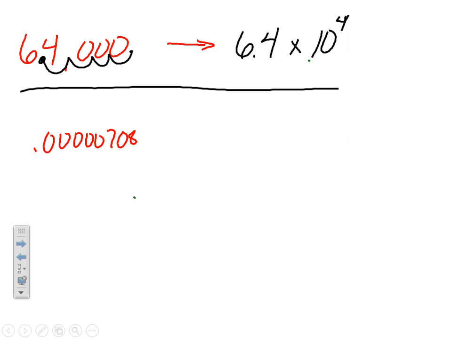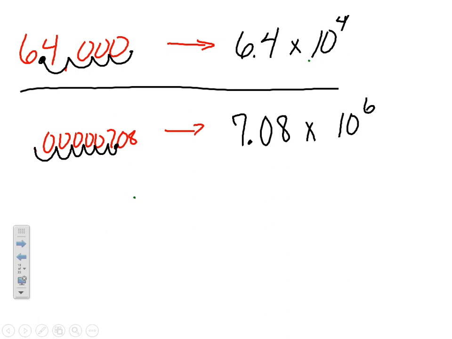0.0000708. Let's write this in scientific notation. Well, again, I'm going to move my decimal until I have a number between 1 and 10. So let's go ahead. 1, 2, 3, 4, 5, 6. I moved my decimal 6 times. When I did that, my number is between 1 and 10. My number is 7.08. How many times did I move my decimal? 6. But now my original number here was smaller than 1. When it's smaller than 1, we have a negative exponent, 7.08 times 10 to the negative 6.